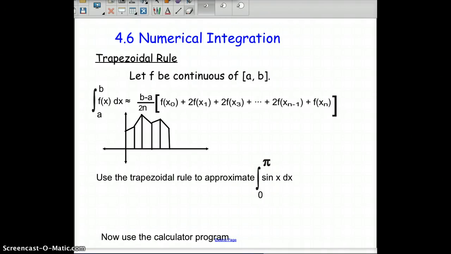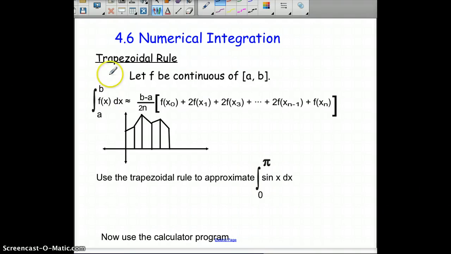Section 4.6 is numerical integration. We're going to look at some more refined methods of finding the area under a curve numerically, because we still will have integrals that cannot be integrated using the methods we've talked about in this chapter. Numerical integration methods are a little bit more accurate than finding the area under a curve using rectangles. The trapezoidal rule is one of the rules we'll talk about, and Simpson's rule.